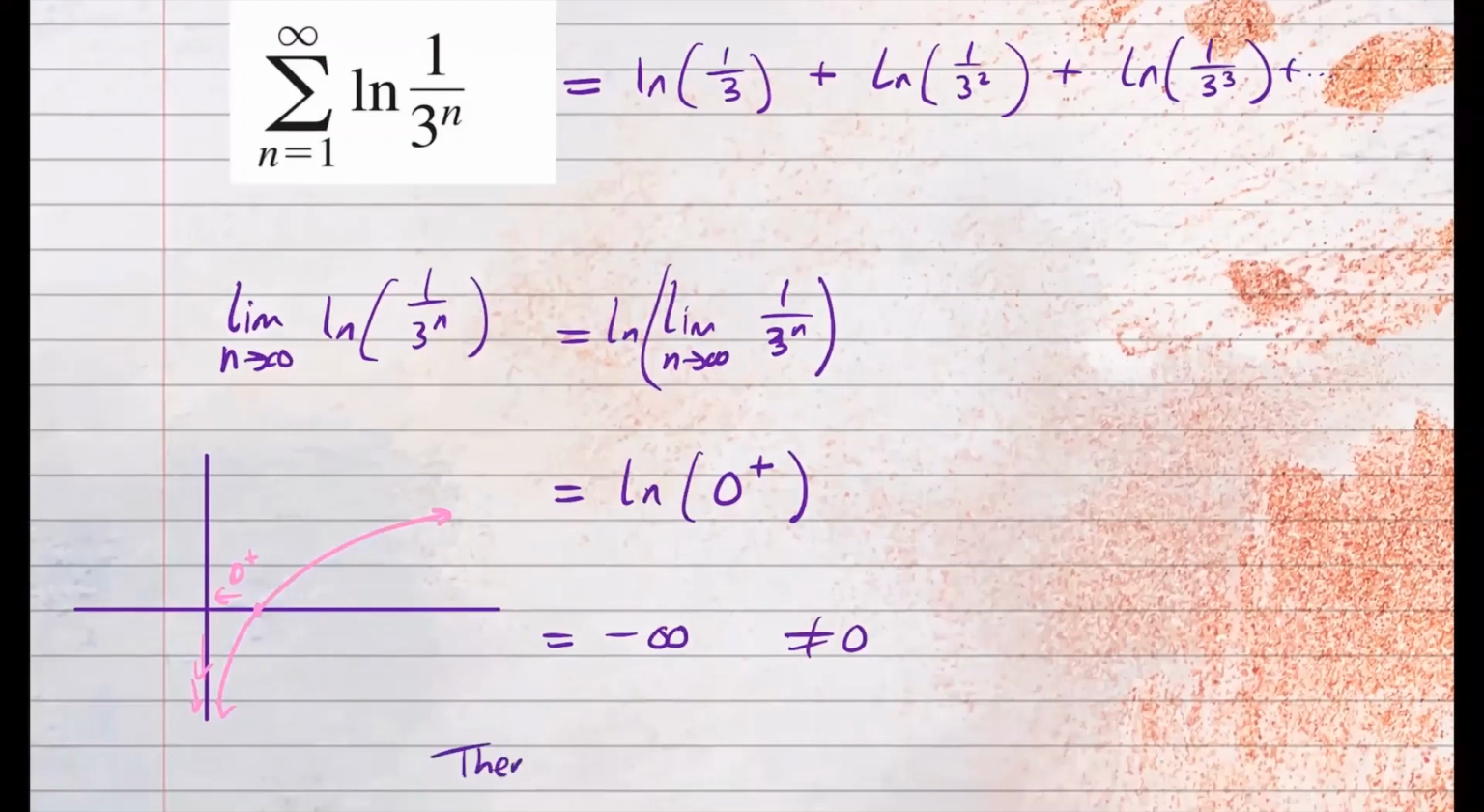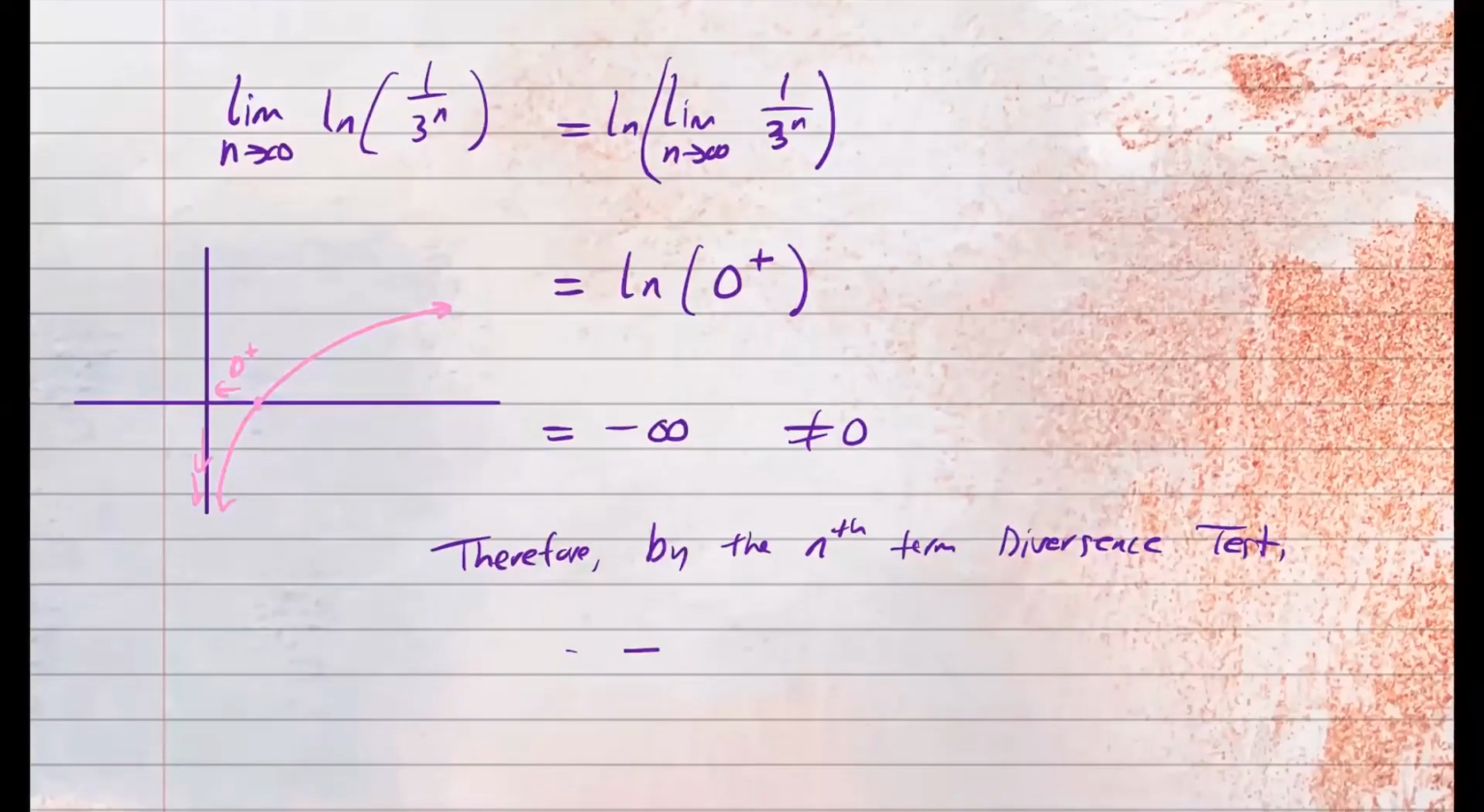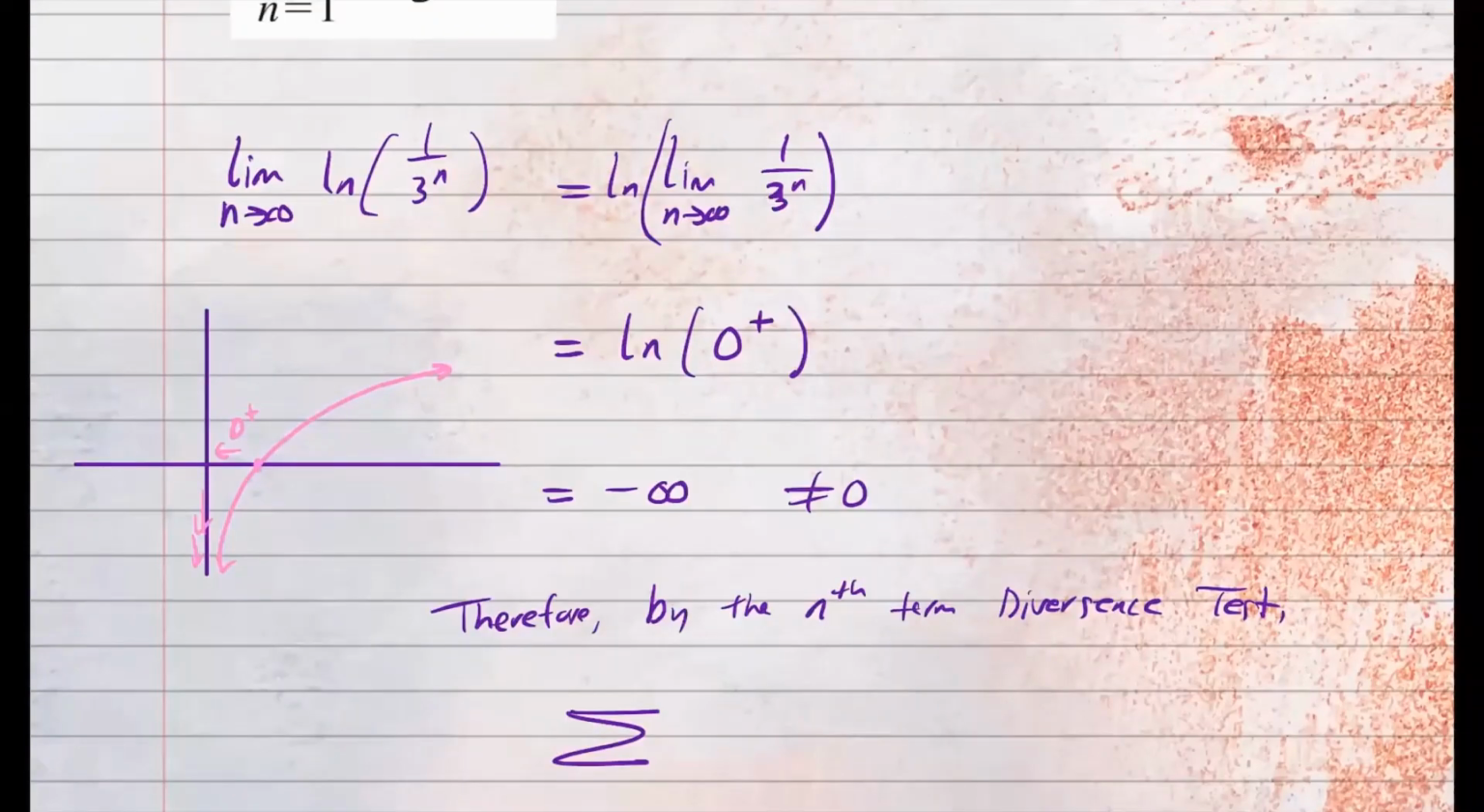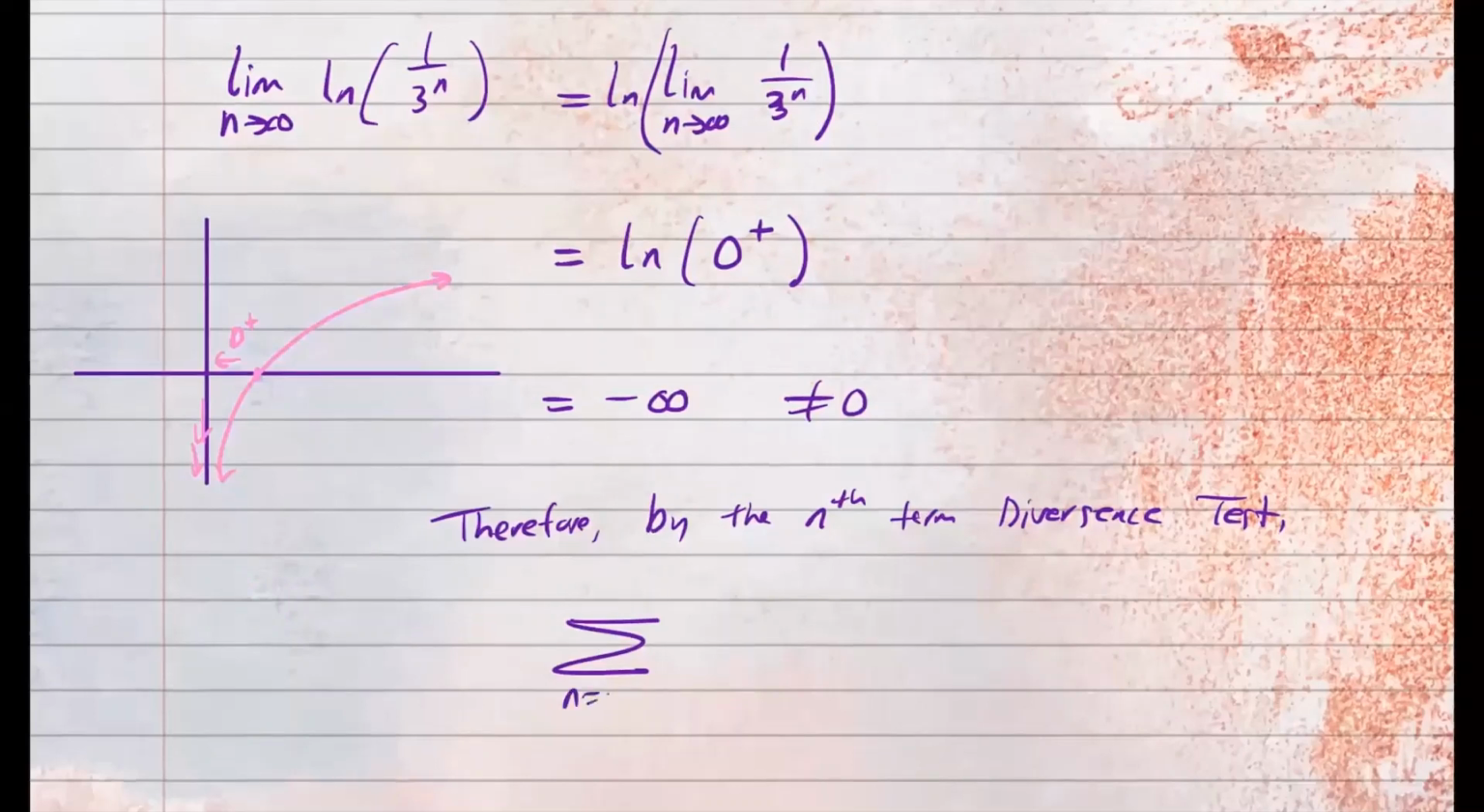So we can say that, therefore, by the nth-term divergence test, we can conclude that our sum, which is this one right here, starting from n equals 1 to infinity of ln of 1 over 3 to the n, diverges. Since the limit is not 0, it's negative infinity, we can conclude it's going to diverge.